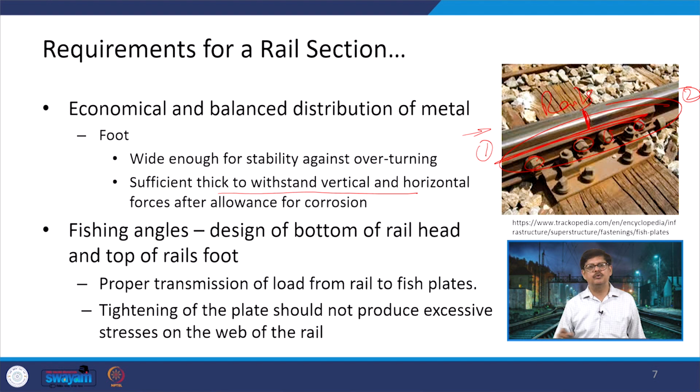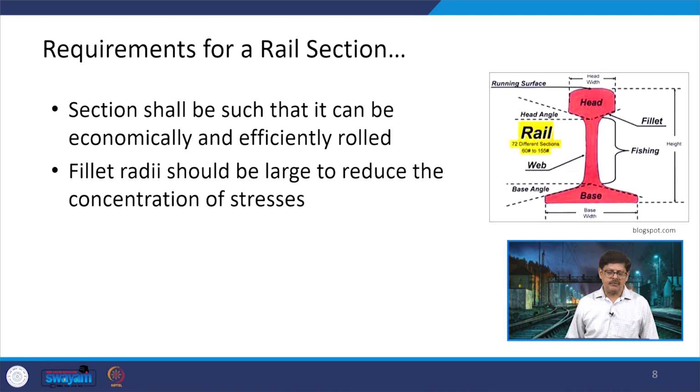If you have tightened it too much, then this may not be possible. So, there is again a trade off between how much tightening of those bolts needs to be done. Another thing is the section shall be such that it can be economically and efficiently rolled, that is from the manufacturing side, and the fillet radius should be large to reduce the concentration of stresses.